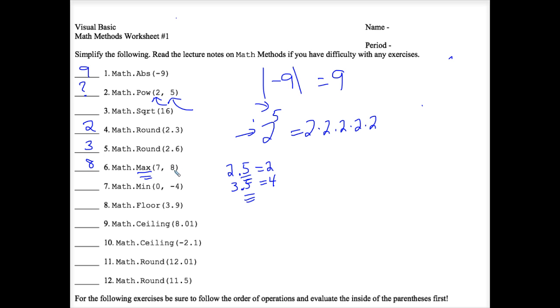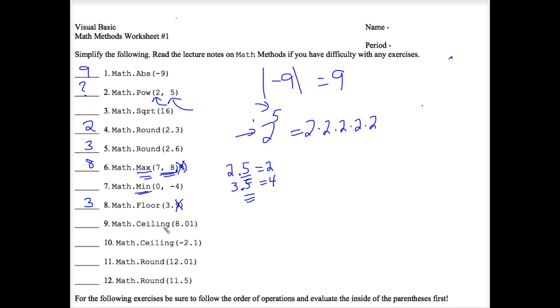You cannot do max 7, 8, 9. In other words, you can't put 3 numbers in the parentheses. It only works with 2 numbers at a time. Min does the same thing that max does, just takes the smallest number. Floor. The floor method always chops off the decimal places of the number that's in the parentheses as the parameter. So the answer there is just plain 3.